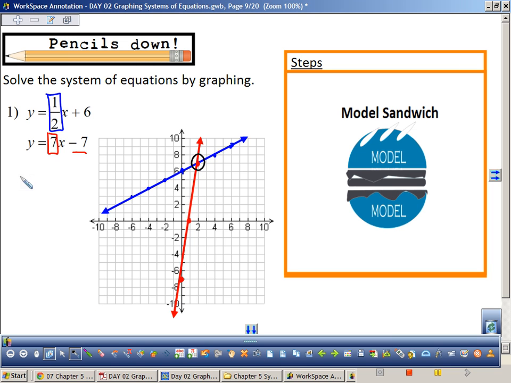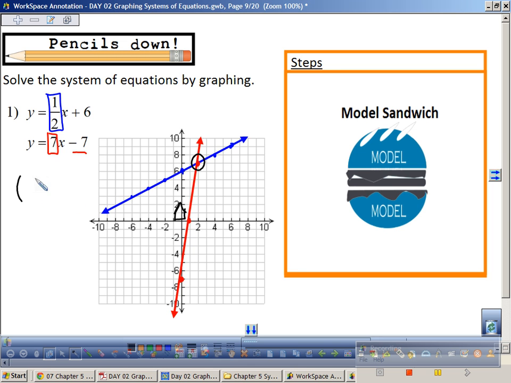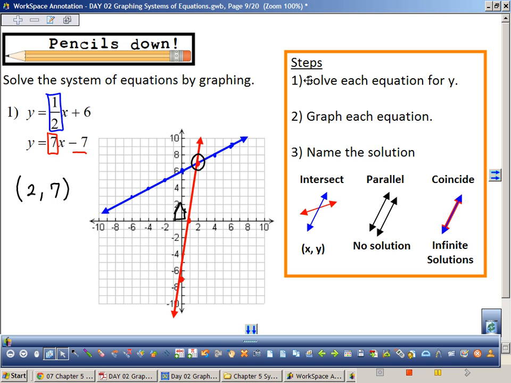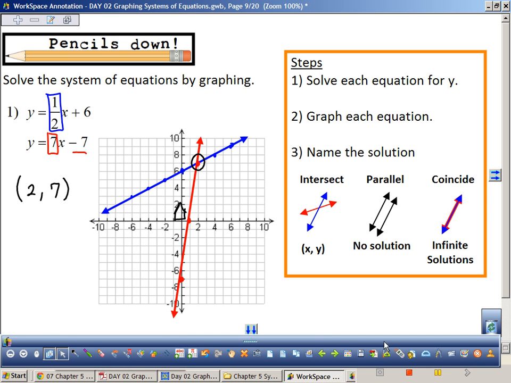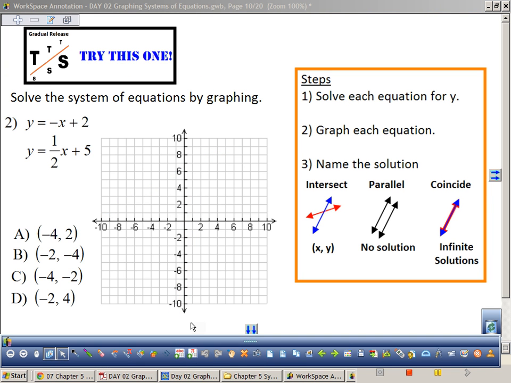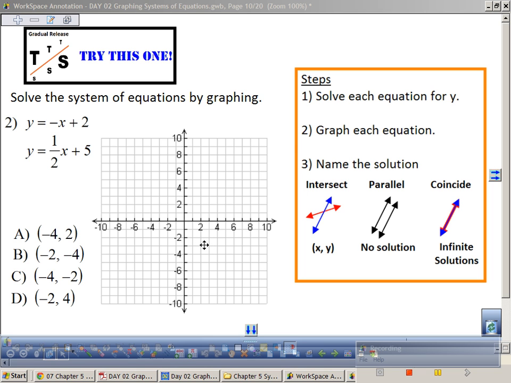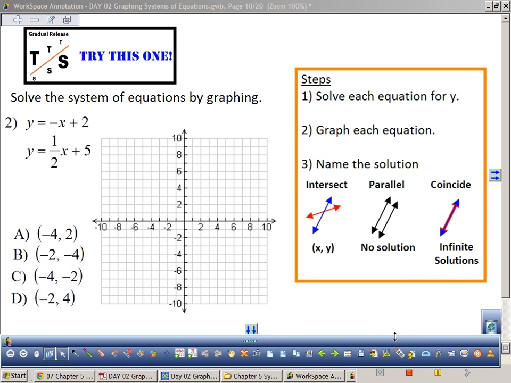Let's name it. What's my solution? Remember? My house is right here. How do I get there? What do I do? To the right 2 and up 7. There's my solution. All right, go ahead and copy that one down. We solved for y. That was already done for us. Graphed our equation. Named our solution. This solution happens to intersect. Okay, you guys go ahead and start this one on your own. Once you've got it solved for your solution, go ahead and check with your shoulder partner and then put it into your clicker, please.